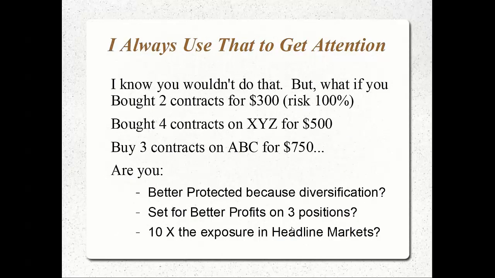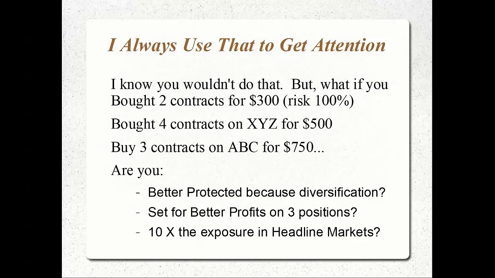That's not a fair comparison, and I know it. I always use that, though, to get attention. I know you wouldn't do that. You wouldn't put the full $4,000 into one position because you're attempting to use leverage to maybe diversify more and to try to get higher percentage returns. But looking at the $4,000 you have, what if you bought 2 contracts of Ally for $300? You're risking 100%. Even if you bought 1 contract for the $150, are you going to leave the remainder of that $3,700 or that $3,850 aside and not trade with it?